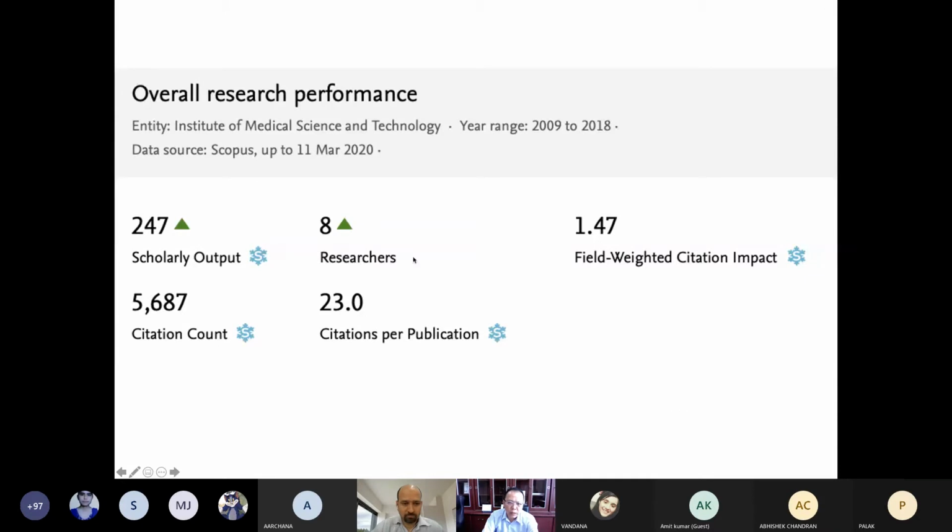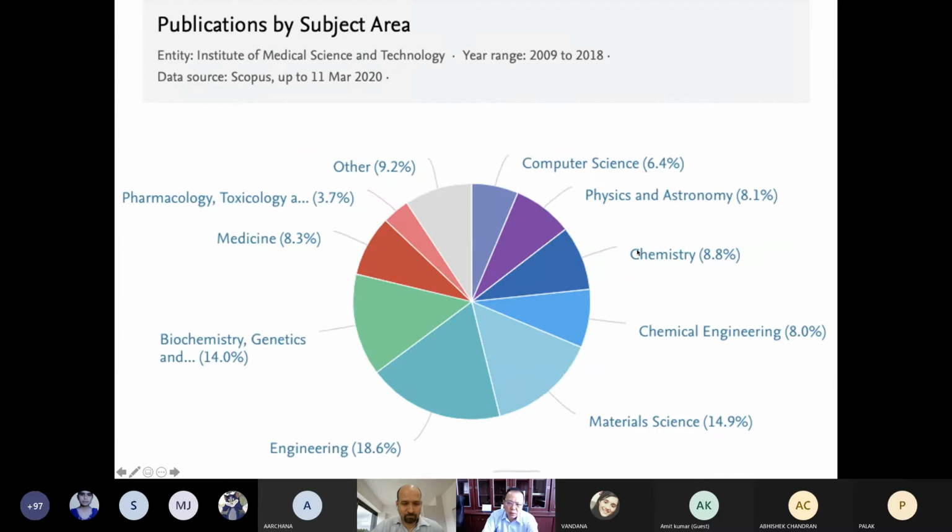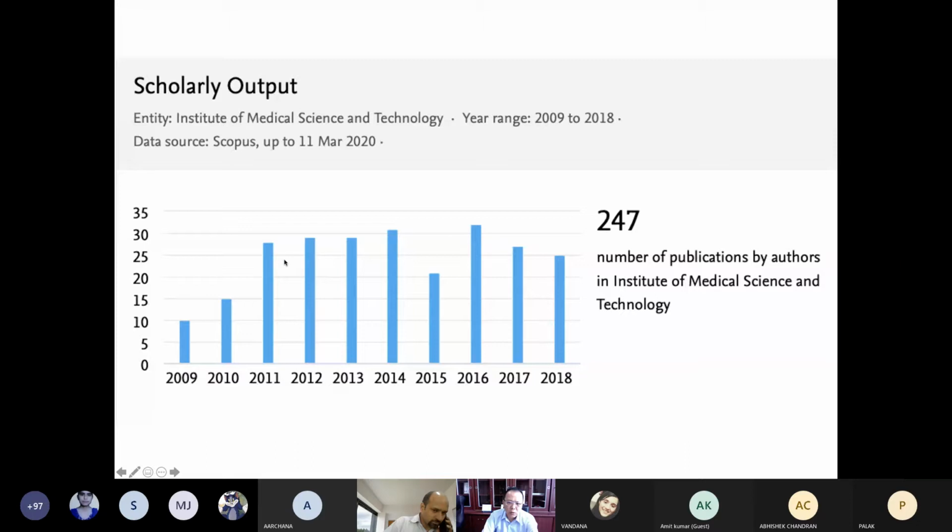So in our institute we have 8 researchers, and as you can see, our papers are quite diverse. Okay, so we have computer science, physics, chemistry, chemical engineering, materials science, engineering, biochemistry, pharmacology, and cytology, medicine. So I think we accept any kind of student, and you can find your own way in our institute.